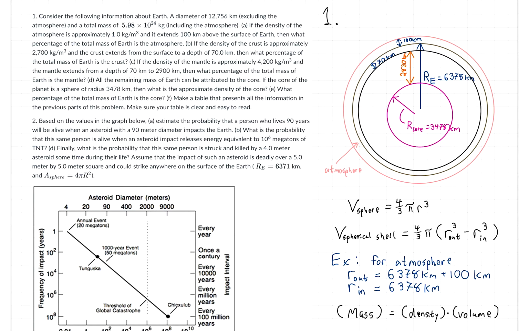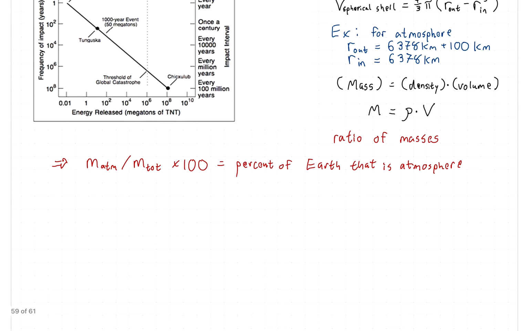Part B, for example, the crust is a small overall percentage, but measurable. The mantle should be most of the planet, and then the core will also be a large percentage of the overall planet, but not most. I do also ask you to represent this information in a table in part F. So you're going to summarize all of your results, but overall it's the same approach, just with some slight variations. Okay, so hopefully that's enough to get you started on problem 1.